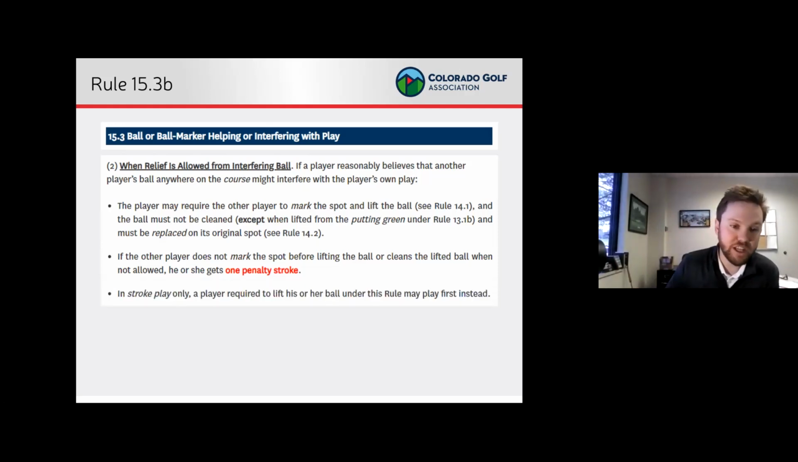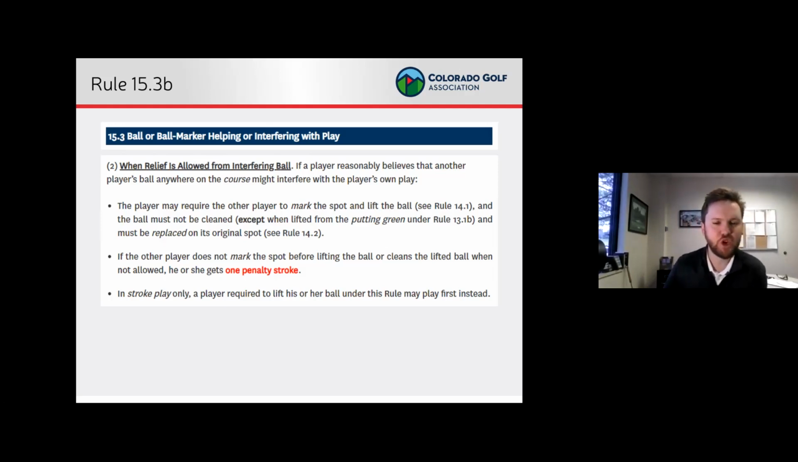In stroke play only. In match play, the order of play is very important. You could supersede that and say, oh, we're going to play, just go ahead, I don't care, that's fine. But typically, whoever's furthest away, the rules say you play first. In stroke play only, a player required to lift his or her ball under this rule may play first instead. So if I'm technically away, but my ball, as a right-hander, I'm going to be stepping on someone else's golf ball, the easiest thing to do might be to say, do you want to go first just so you don't have to do all this? Yeah, we're both right-handed. They play first, then I step in and play.